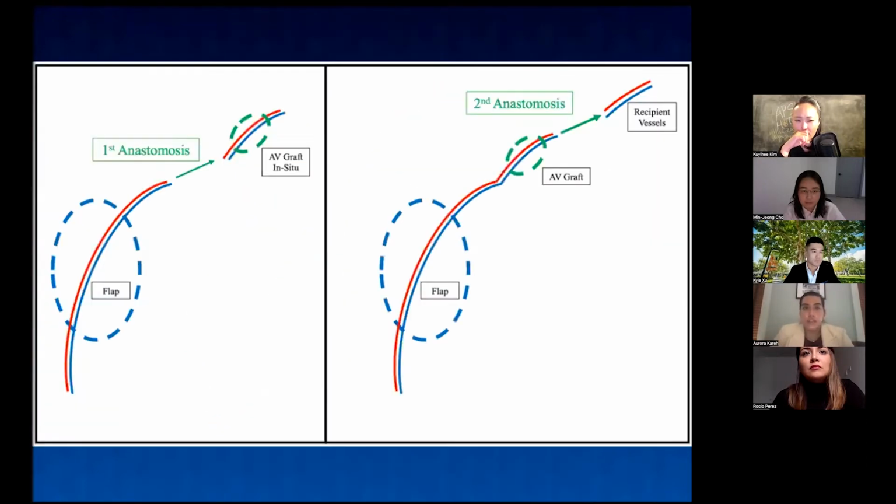The next most common technique was the flap lengthening technique, where the flap was anastomosed to the AV graft with the AV graft in situ. And then the proximal aspect of the AV graft was anastomosed to the recipient vessels at the second stage.